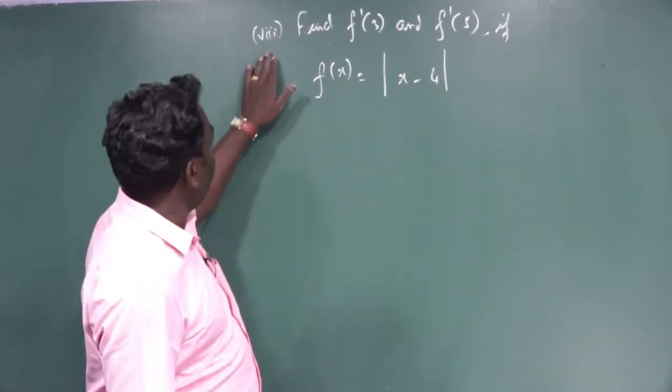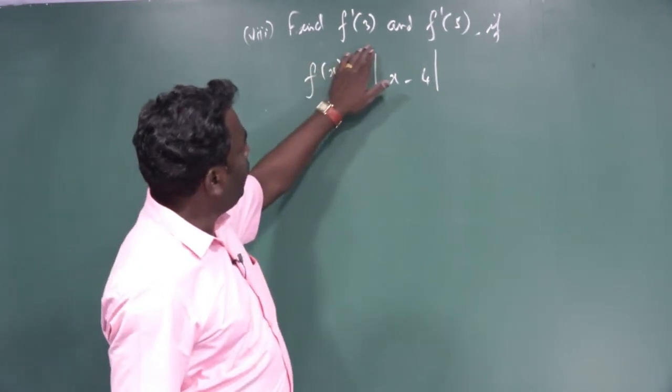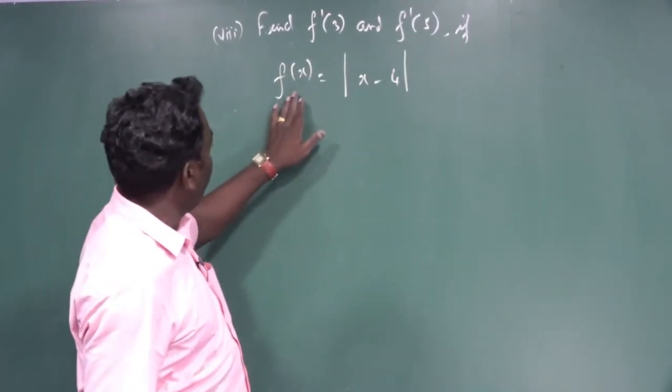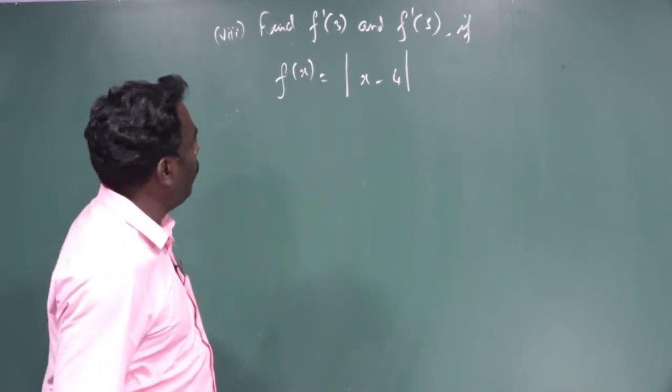Okay, see the last subdivision. Find f dash of 3 and f dash of 5. The function is given, f of x equal to modulus of x minus 4.